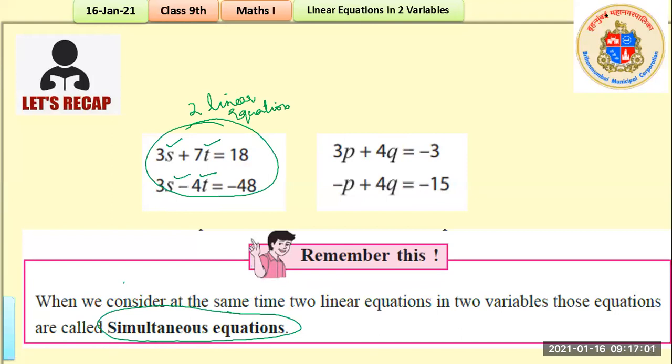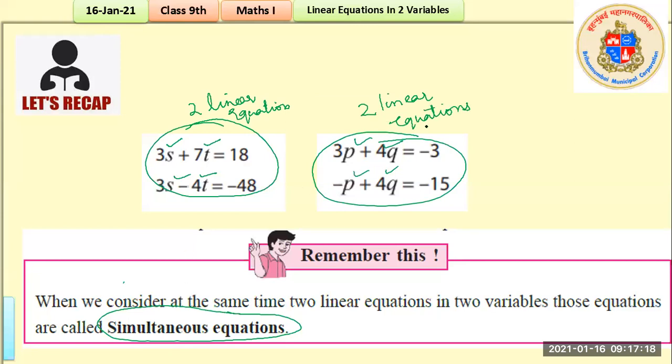This is another example of simultaneous equations. We see there are two linear equations and they have the same variables, p and q. So these are called simultaneous equations.